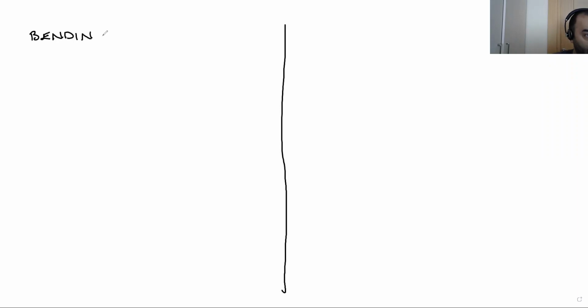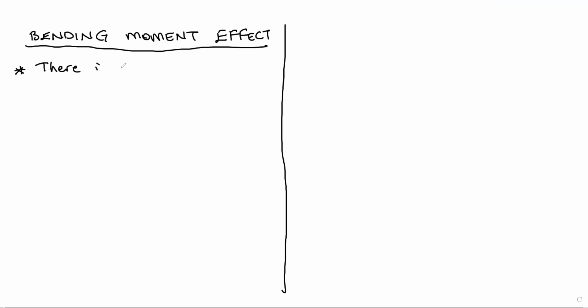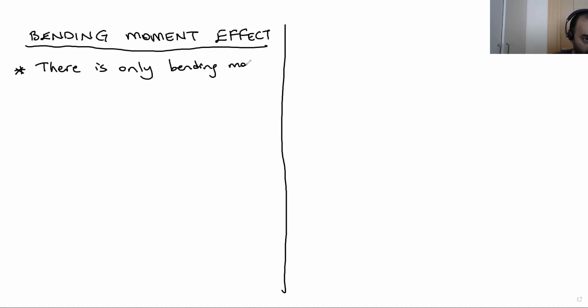Bending moment. In Turkish, eğilme momenti. Okay, here we're going to talk about the case where we have only bending moment on the structural members. In this case, there are only bending moments on the structure.